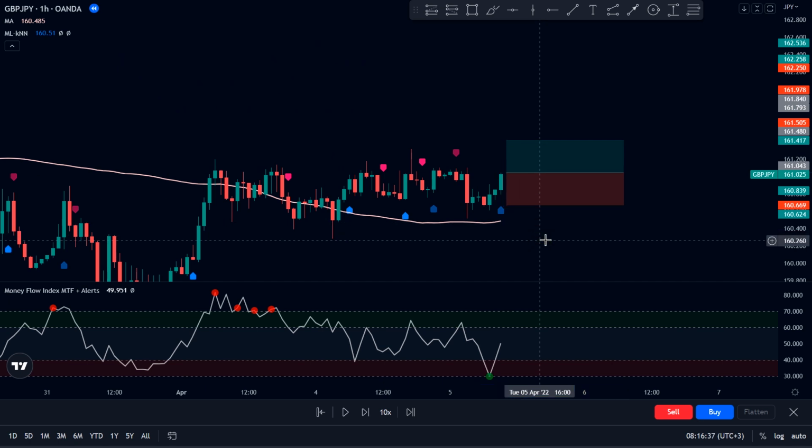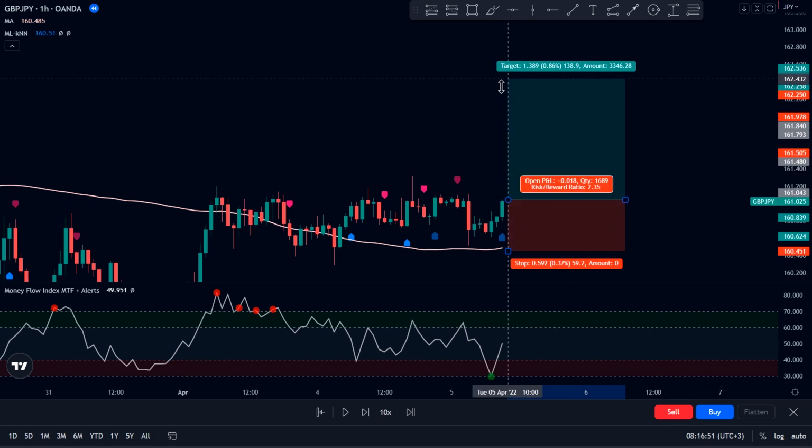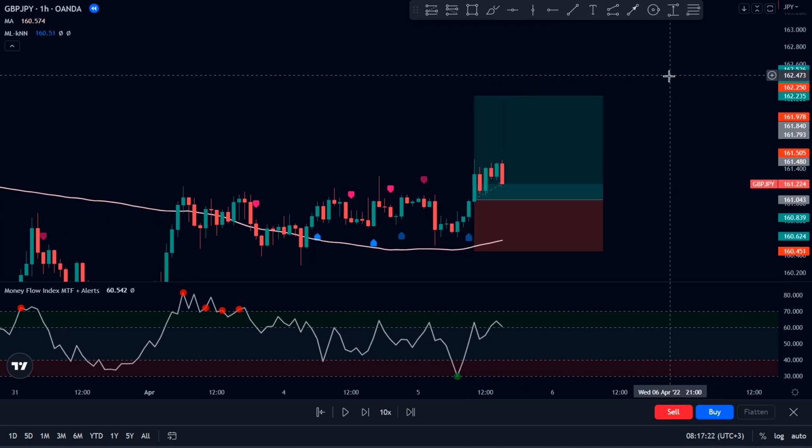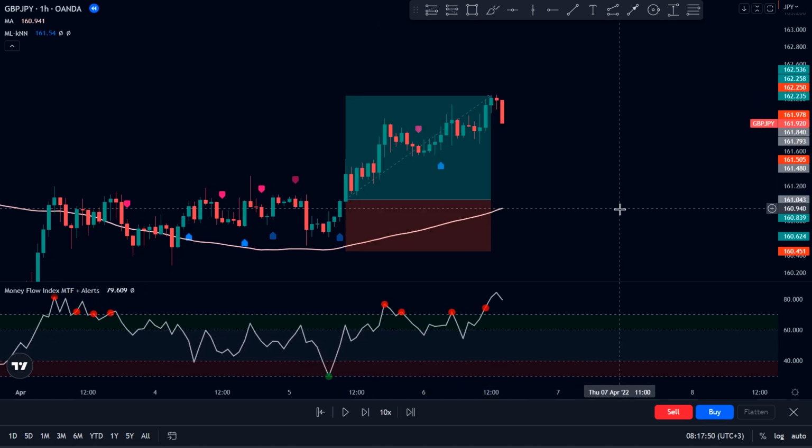We're gonna set our stop loss below the most recent swing low, and for the take profit, we're gonna set it at 2 times the risk. We let this trade run, and full TP.